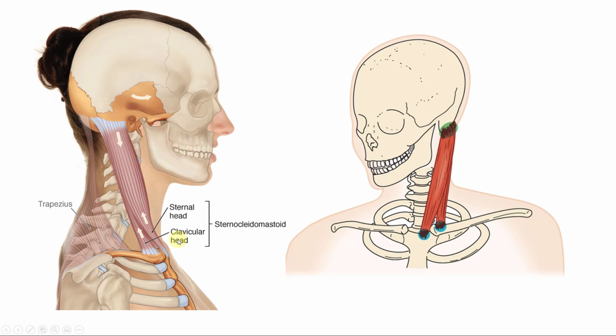And you have two heads, a sternal head and clavicular head. You can see the sternal head actually originates at the sternum and the clavicular head originates at the clavicle. And that comes up and attaches to the mastoid process. And it has a strong lateral aspect, so it's a huge mover in the frontal plane, so it's going to do lateral flexion. But it also comes back.